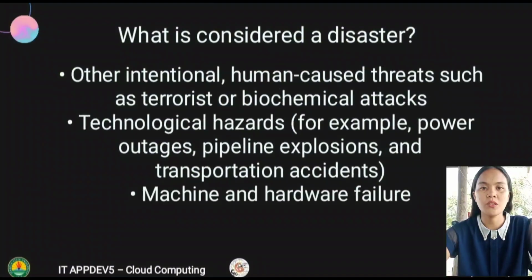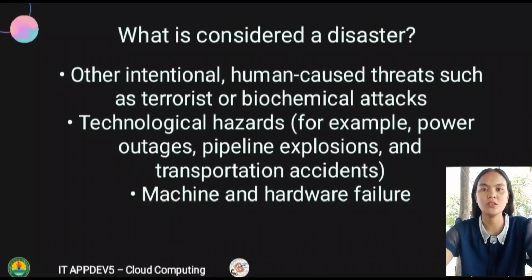There are intentional human-caused threats. These are deliberate actions that lead to harm or destruction. Examples: terrorist attacks, and biochemical threats such as the release of toxic chemicals or biological agents. These types of disasters are particularly dangerous because they are planned and often unpredictable.